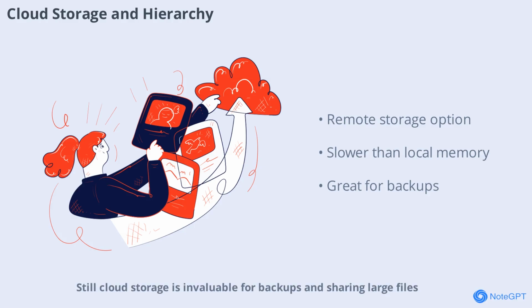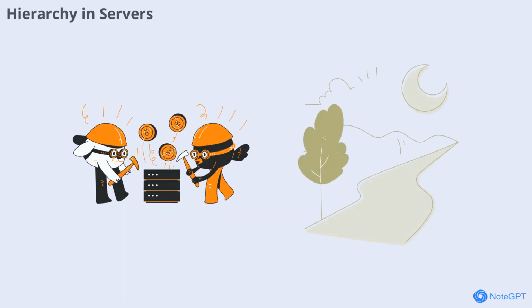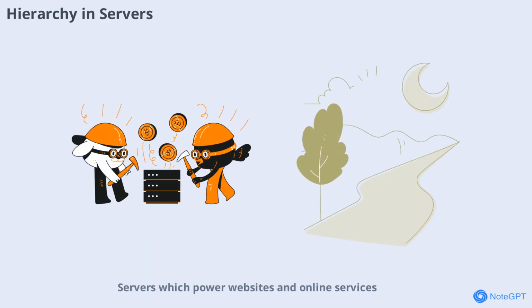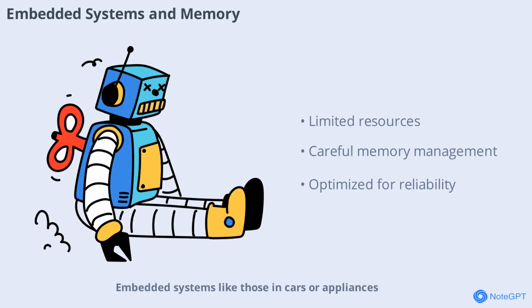Still, cloud storage is invaluable for backups and sharing large files. Servers, which power websites and online services, also rely heavily on memory hierarchy. They use large amounts of RAM and fast storage to handle multiple requests simultaneously. Efficient memory management ensures that servers can deliver content quickly to users around the world, maintaining high performance even under heavy loads.